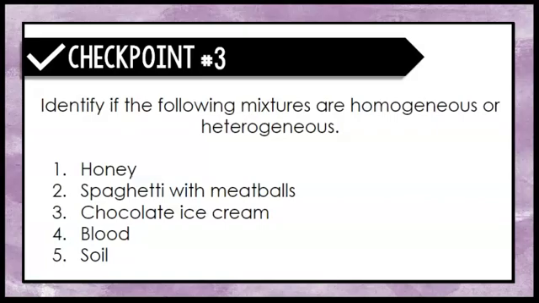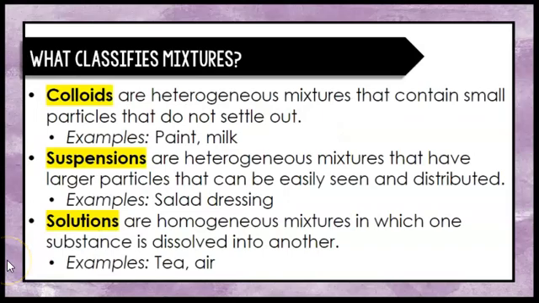So blood is homogeneous and soil is heterogeneous with all the different parts it has, like rocks and the dirt itself and the little bits of decomposing plants. Now, keep in mind that heterogeneous mixtures can further be classified as colloids or suspensions, with colloids being heterogeneous mixtures that contain tiny particles that will not settle out when they're left to sit. For example, paint or milk. Even though it looks homogeneous, it's actually heterogeneous because of the tiny parts that you can see on a more microscopic level.